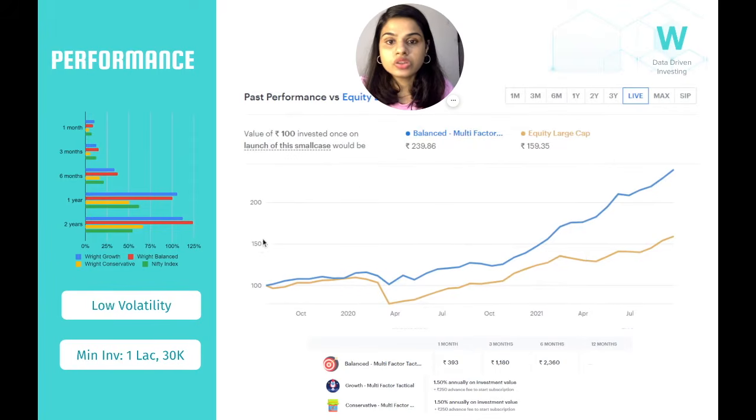If you look at the screen now, you'll see that this is the live performance of the balanced portfolio. Since it has been live, we've given 140% returns when the market has given 60% return. So we have given a good 80% over the market, and this is because of the philosophy that we follow, which is allocating to the best performing factor for the given particular market.